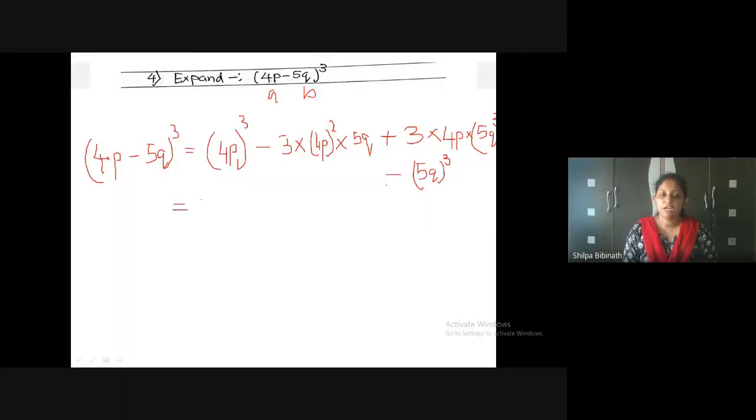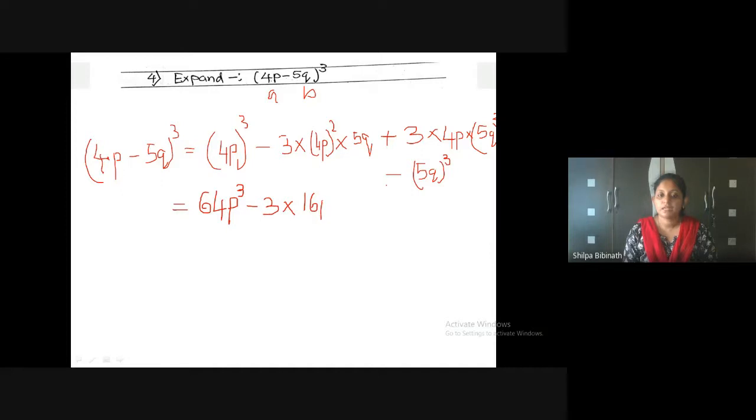Cube is nothing but 4 multiplied 3 times, that is 64. 64 p also it is cube. So 64 p cube, it will be minus here 3 into first. Just take out the cubes and the squares and then multiply together. 4 square means 4 is multiplied twice. So it will be 4 fours are 16.